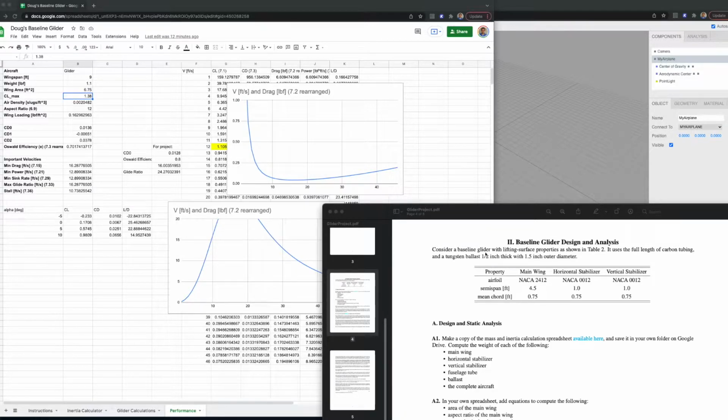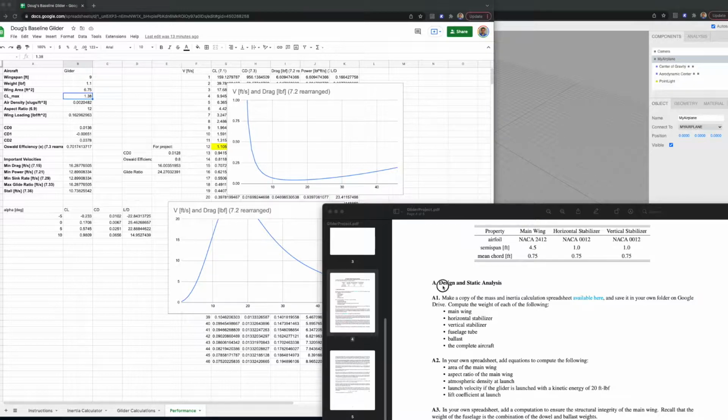So we're going to consider a baseline glider with lifting surface properties as shown in table 2. So we've got 3 wings here. We've got a main wing, a horizontal stabilizer, a vertical stabilizer. The main wing's using a NACA 2412, has a semi-span of 4.5. And by the way, all of these are rectangular wings, okay, for this example. So it uses the full length of carbon tubing and a tungsten ballast at a 1/2 inch thick and 1.5 inch outer diameter. Okay, so these are the steps we're going to follow here.